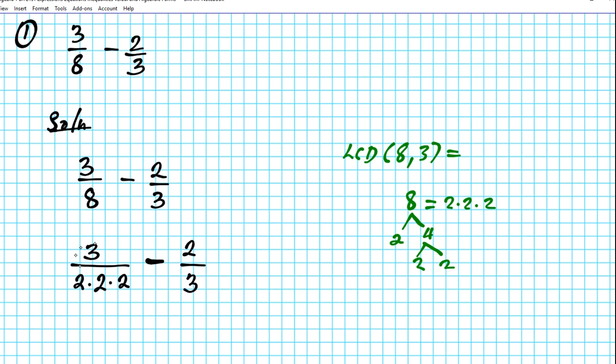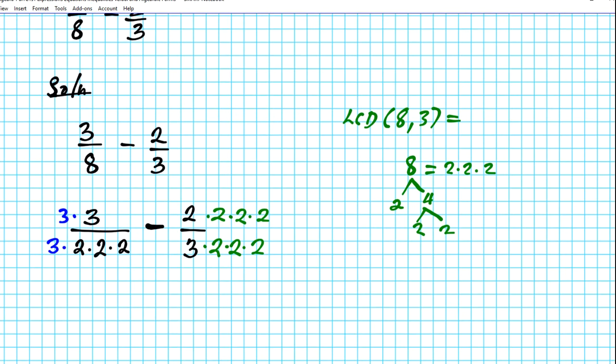The fraction to the left has 3 2's, the fraction to the right has none. So you multiply the fraction to the right by 3 2's in the denominator and the numerator. The fraction to the left doesn't have any 3, so you multiply it by 3 on the top and bottom. So now look at the denominators, we have identical numbers. When we multiply together, that will tell us the LCD. 3 times 3 is 9 over, in the denominator, 3 times 2 is 6. 6 times 4 is 24.